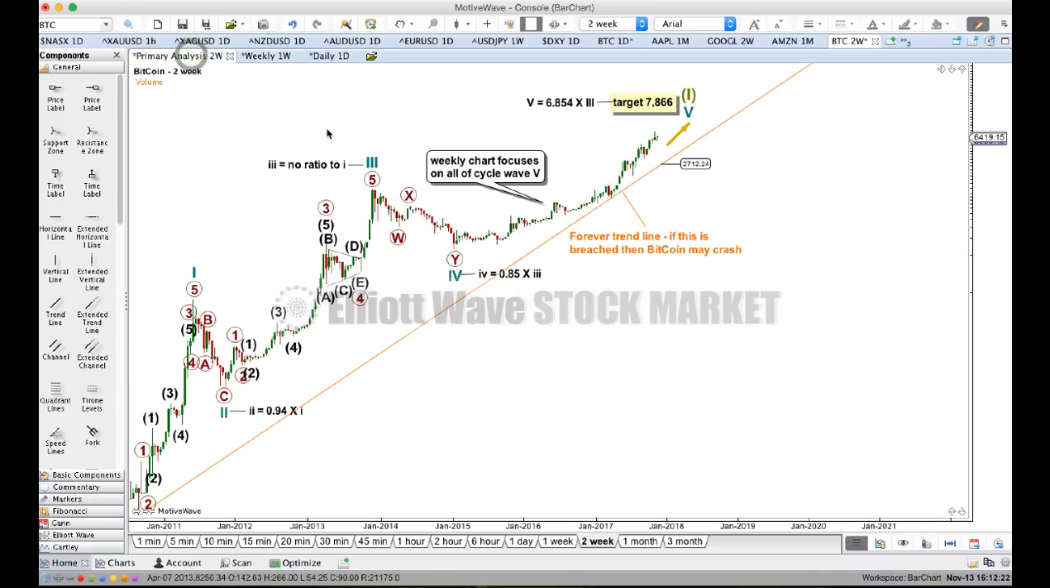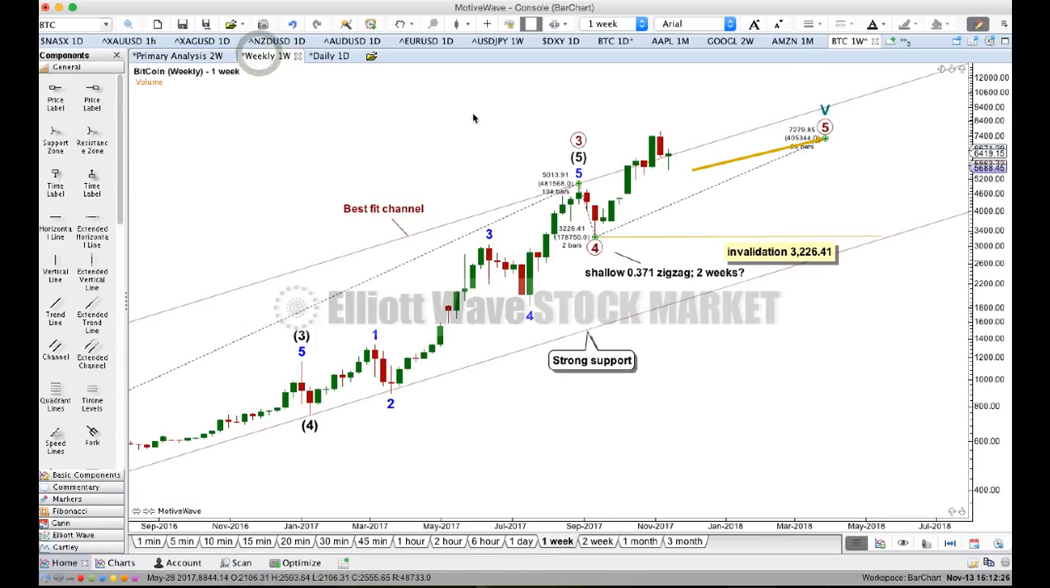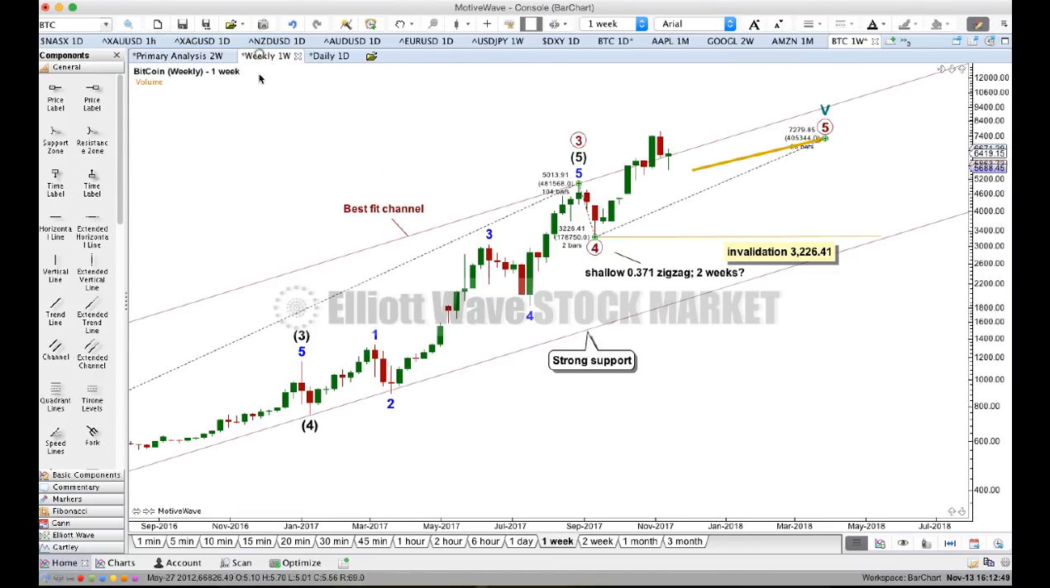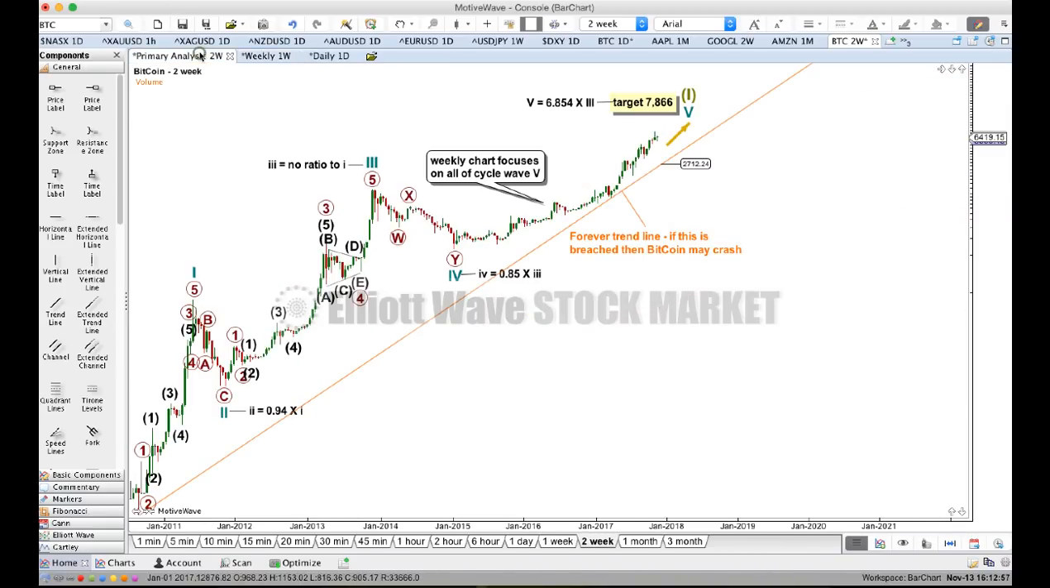So my analysis is expecting a ratio between cycle 5 and cycle 3. What if we're going to have a ratio at primary degree as well? What about between primaries 3 and 5? Let's do equality with primary 3. That'll bring us to 8042, and that's a little bit too far off 7866. What about 0.618? It's probably going to be longer. Yeah, I don't think that target's adequate. I think that's probably a bit too low.